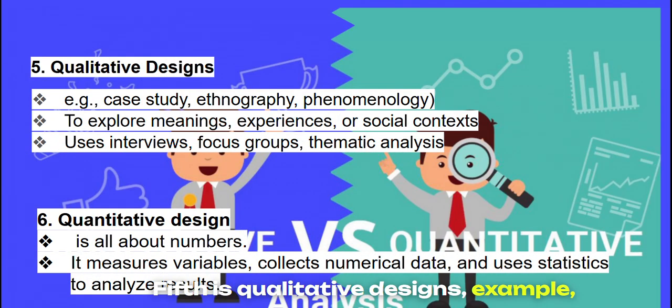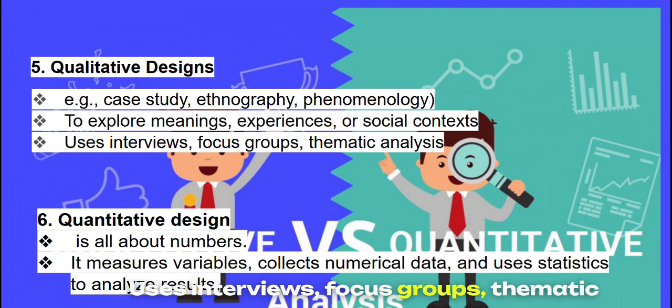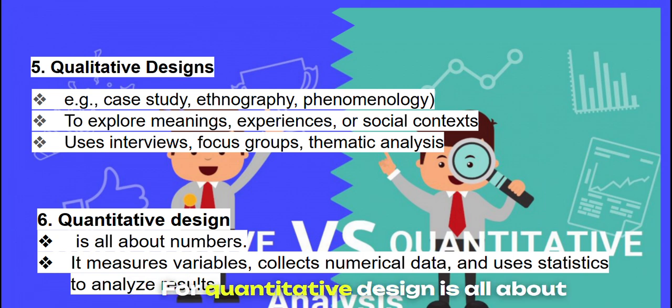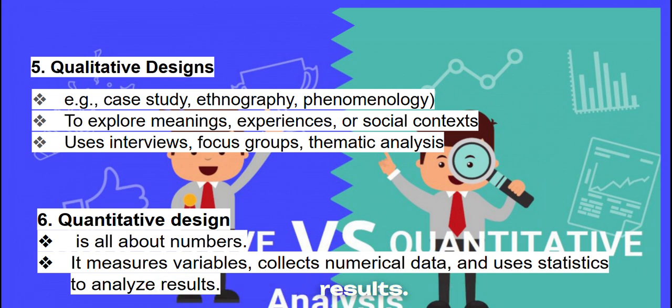Fifth is qualitative designs, example, case study, ethnography, and phenomenology to explore meanings, experiences, or social context. Uses interviews, focus groups, thematic analysis. For quantitative design, it is all about numbers. It measures variables, collects numerical data, and uses statistics to analyze results.